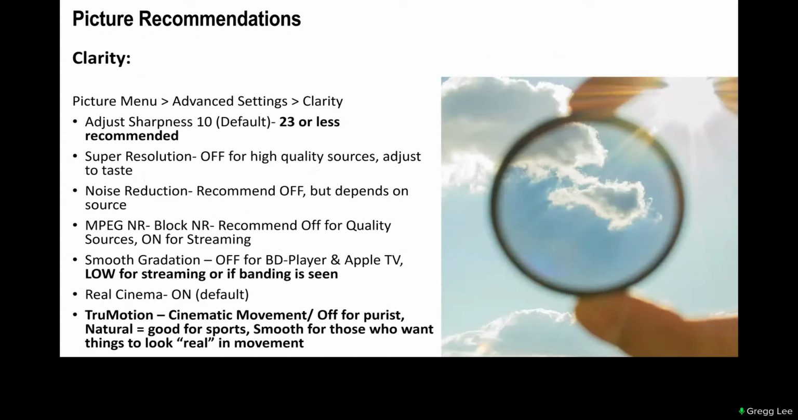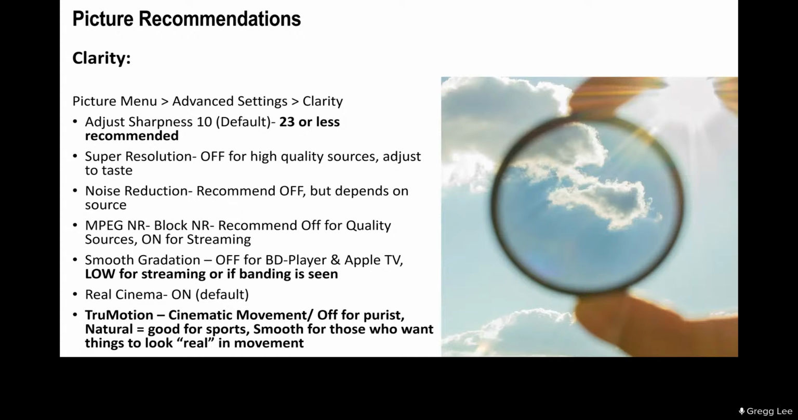And then last but not least, if you go to the clarity settings, sharpness defaults to 10, but if you want a little bit more edge, I'd go up to maybe 23, but nothing above that. But super resolution, noise reduction, MPEG noise reduction, I turn all of those off. And smooth gradation, I turn it off if I'm using a quality connection or source. Maybe go to low if there's any banding, where in a blue sky you see stripes of blue in proximity to one another. I would only turn it on there.